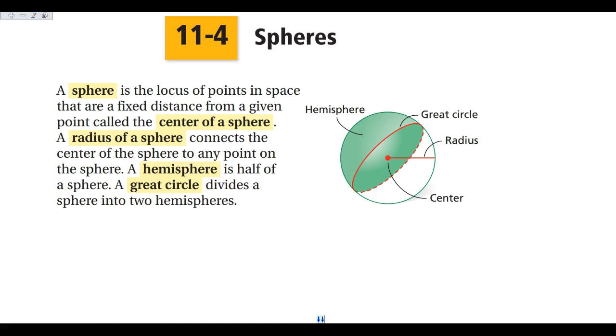Okay, so when they say it's a locus of points from one spot, like when we do a circle, we take that center point, we draw our radius all the way around in 2 dimensions, that creates our circle. Well, now we take our radius, we draw it all the way around in 3 dimensions, and that creates our sphere. A hemisphere is half of a sphere.